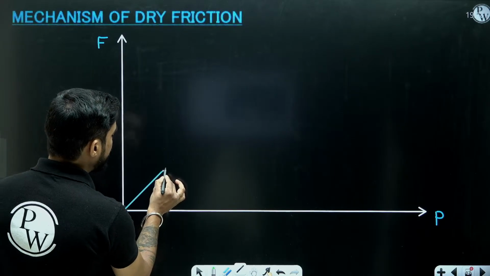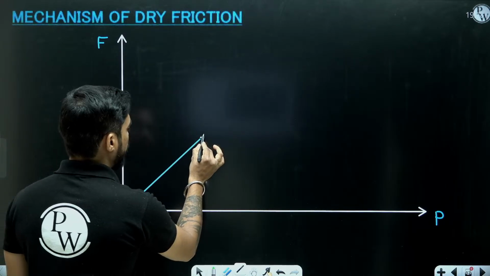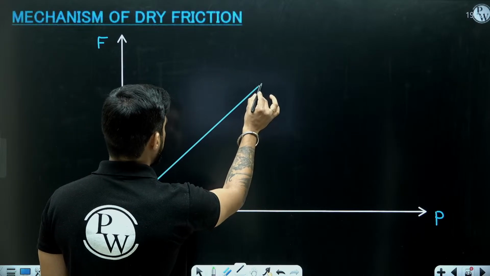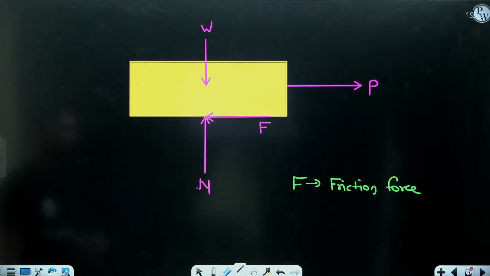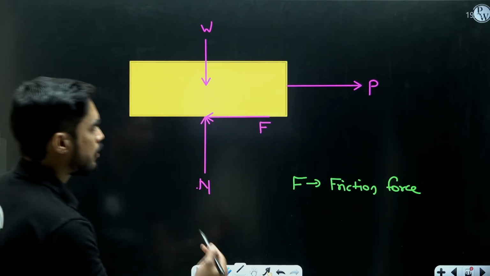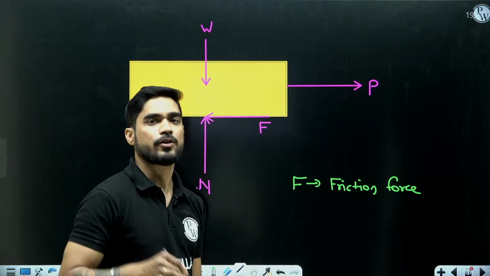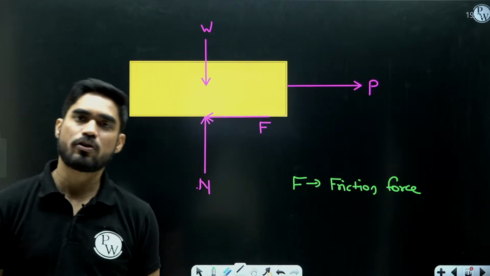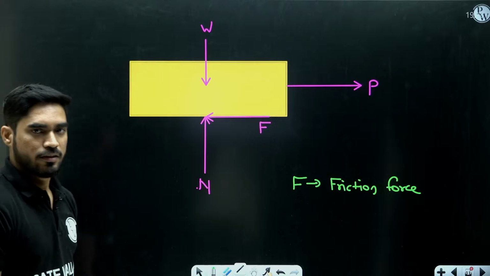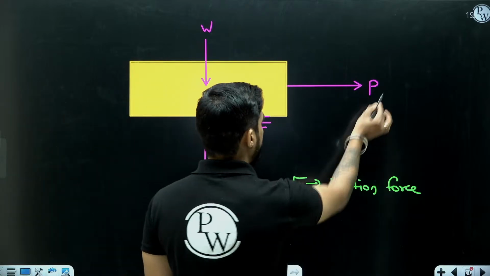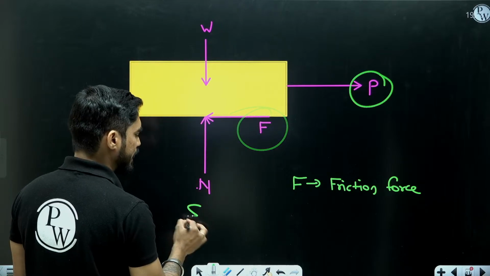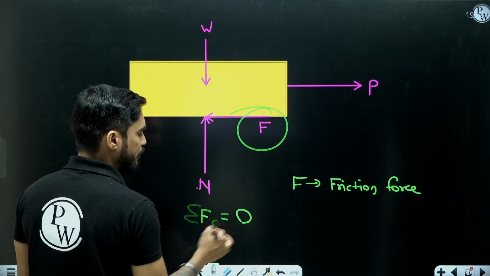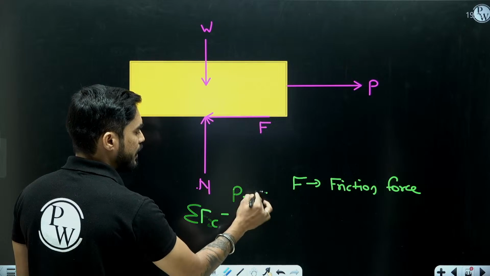Now you keep on increasing the value of P. F will also increase. Let's say your P is 10 Newton, F will also be 10 Newton. Let's say your P is 50 Newton, F will also be 50 Newton. Let's say P is 100 Newton, F will also be 100 Newton. So you keep on increasing the value of P, F is also equally increasing. Why? Because the body is under static equilibrium. So summation of Fx must be 0. So P will be equal to F.